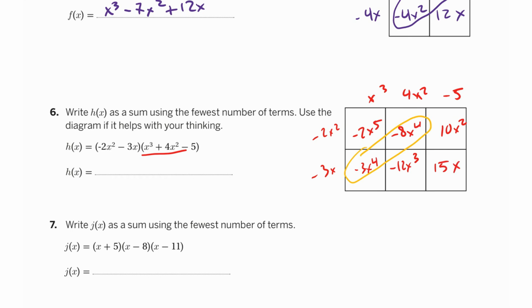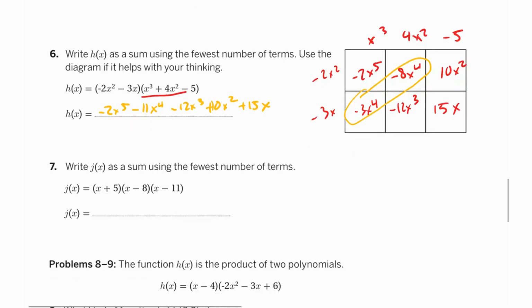So when I go through this, I just get negative 2x to the power of 5 minus 11x to the power of 4 minus 12x to the power of 3 plus 10x squared, and then plus 15x.